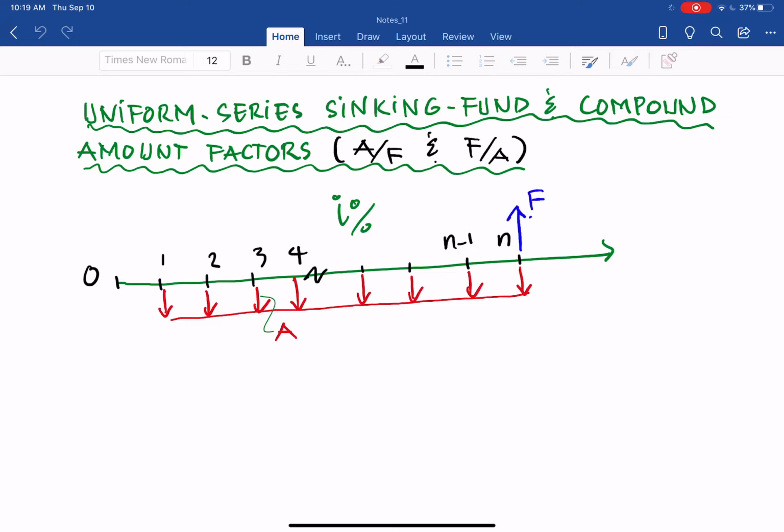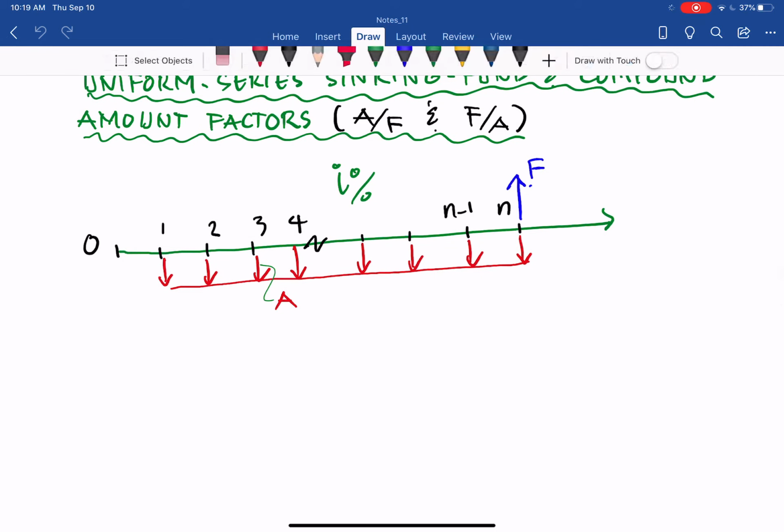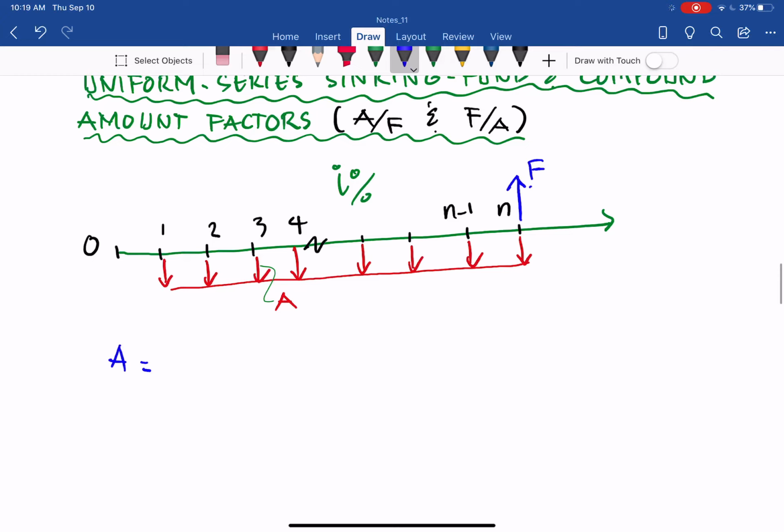So with that, again, I just write the equation instead of elaborating on the induction to derive the equation itself, something we did in the first group of equivalence equations. If given F, find A: if my target is to retire with $10 million in my pocket, how much do I have to save per year? With the i%, given F, find A. How can we find out?